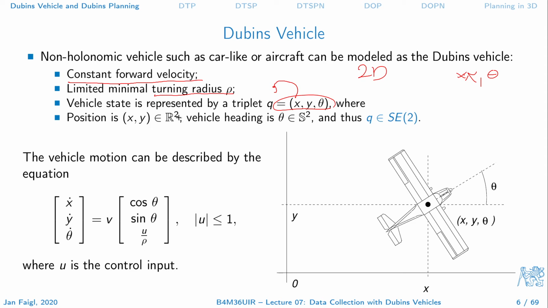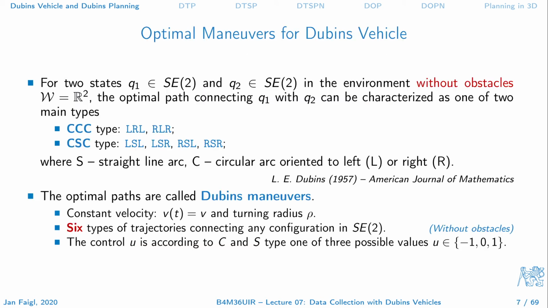The position is in a plane, and the orientation is from 0 to 2π. So our configuration or state is from a special Euclidean group. We can also describe the motion of the vehicle using the differential equation, but for simplicity we will consider, for example, the minimal turning radius and u as a value of 1, which simplifies the notation, but anyway, this is just scaling.